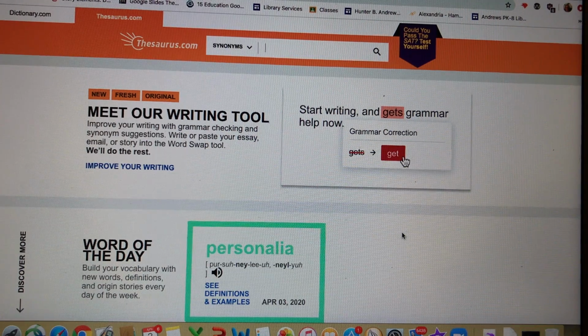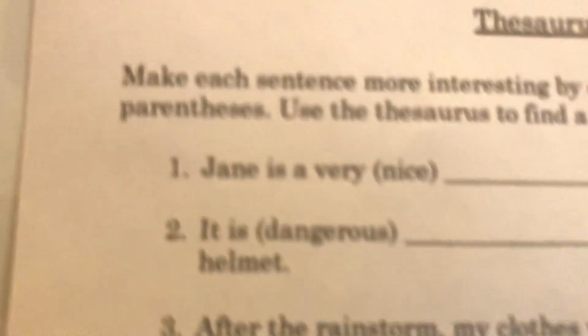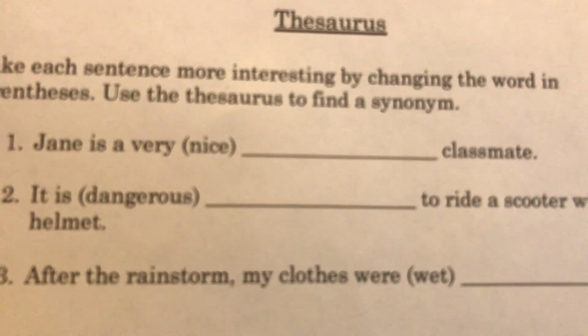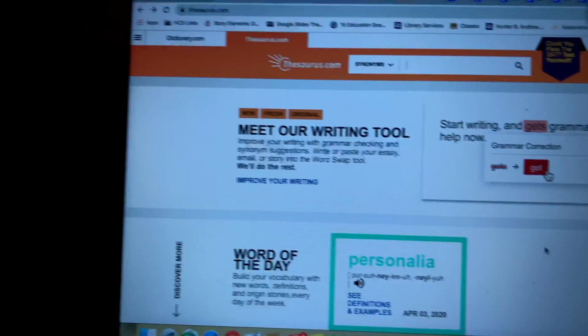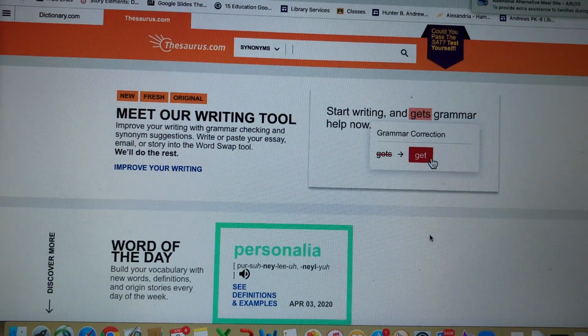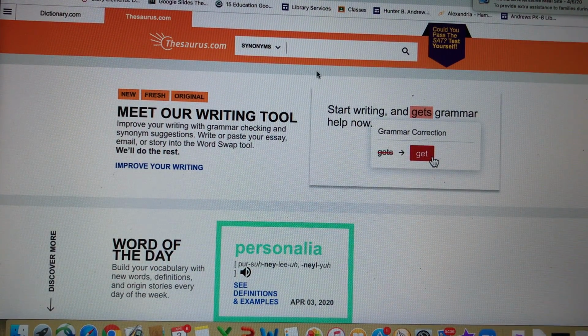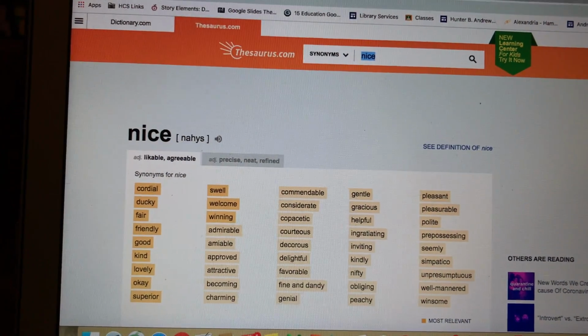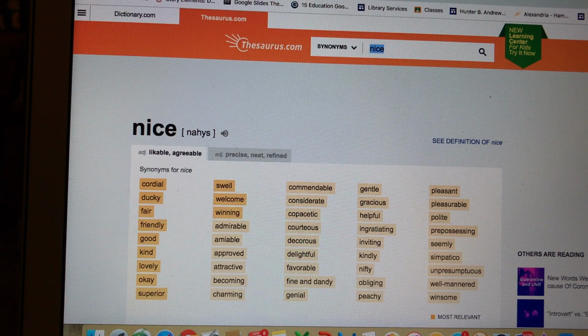So the first word, let's look. The first word is nice. Jane is a very nice classmate. So let's see if we can find another one. Up here, I'm going to type in nice. I'm going to hit return. Ooh, look, there are a lot of different nice words. Cordial, ducky, fair, friendly, good, kind, lovely, okay, superior, swell, welcome, winning. Oh my goodness. There are a lot of synonyms for nice.